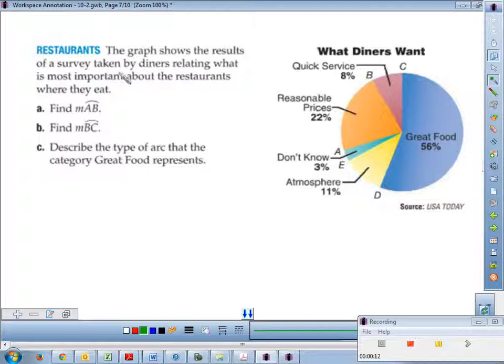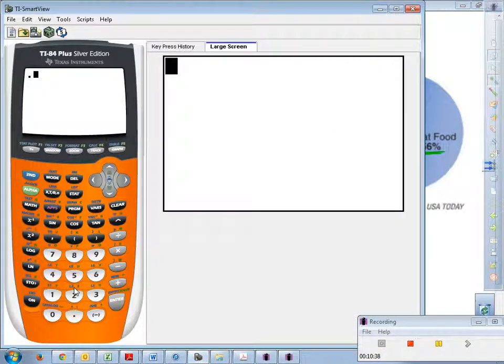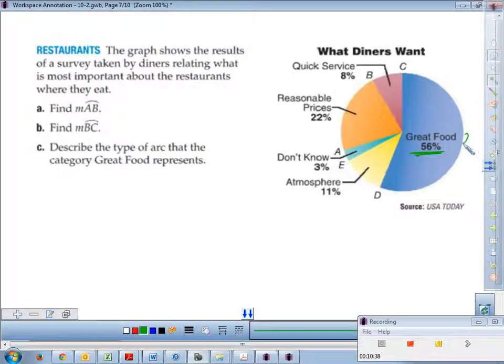It says the graph shows the results of a survey taken by diners relating what is most important about restaurants where they ate. Find the measure of all these arcs. Well, they give you the percent right here that it's taken up in the pie chart. So all we got to do is take our calculator and figure out the measure of this arc. Well, that's 56% of the circle. So 56% of the circle as a decimal is 0.56, and the whole circle is 360. So that means that this right here measures 201.6 degrees.